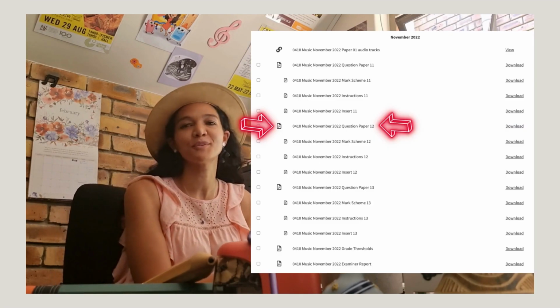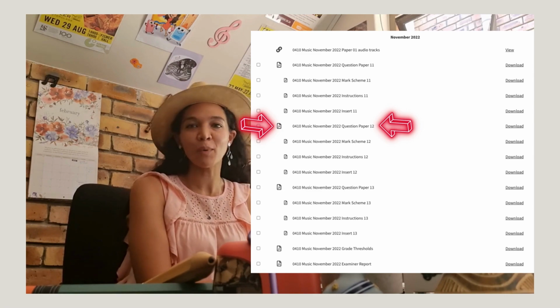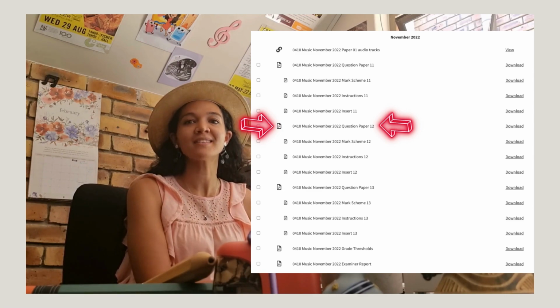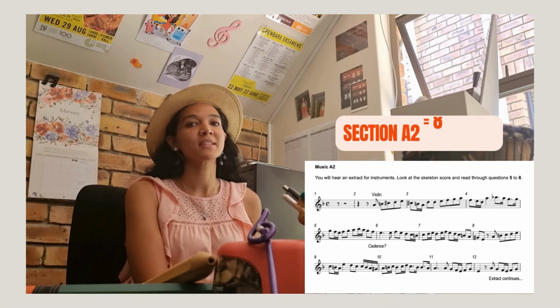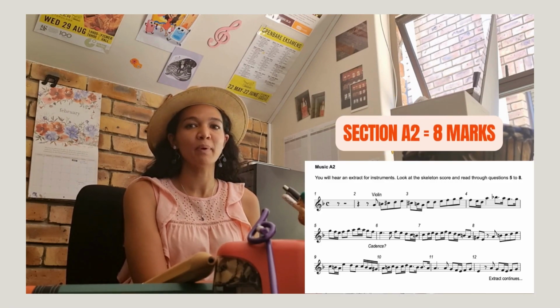Today we are looking at the Cambridge Music IGCSE past paper from November 2022. This is paper 1-2 and we are looking at section A. In this case, we are definitely looking at a Baroque example, and this question came up in section A2. So it was the second question to be asked in the full paper.